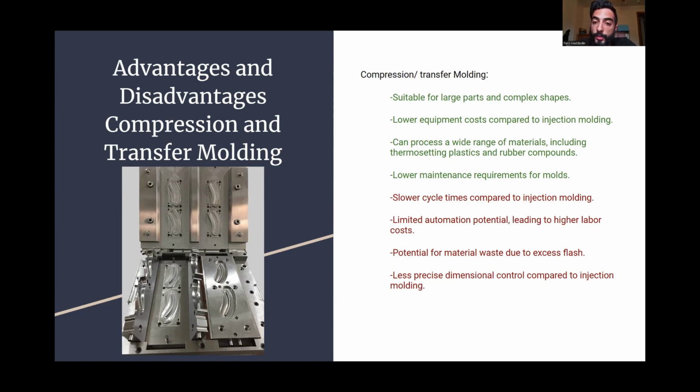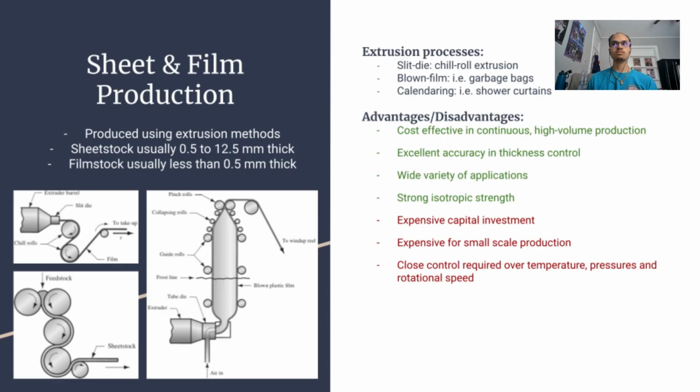A lot of materials go to waste, and of course, less precise dimensional control. I'll be discussing sheet and film production and fiber and filament production.